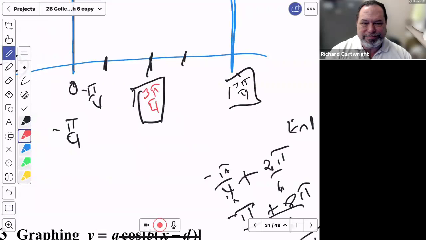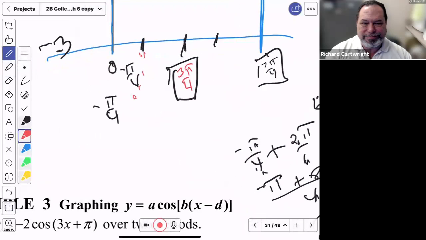Let's go ahead and do this middle right here. How do I do the midpoint? I take the two ends, add them together, and divide by 2. So that's a negative pi over 4 plus 3 pi over 4. Divide that by 2. That turns into, hey, same denominator. Negative 1 plus 3 is 2 pi. Not over 4, but over 8.